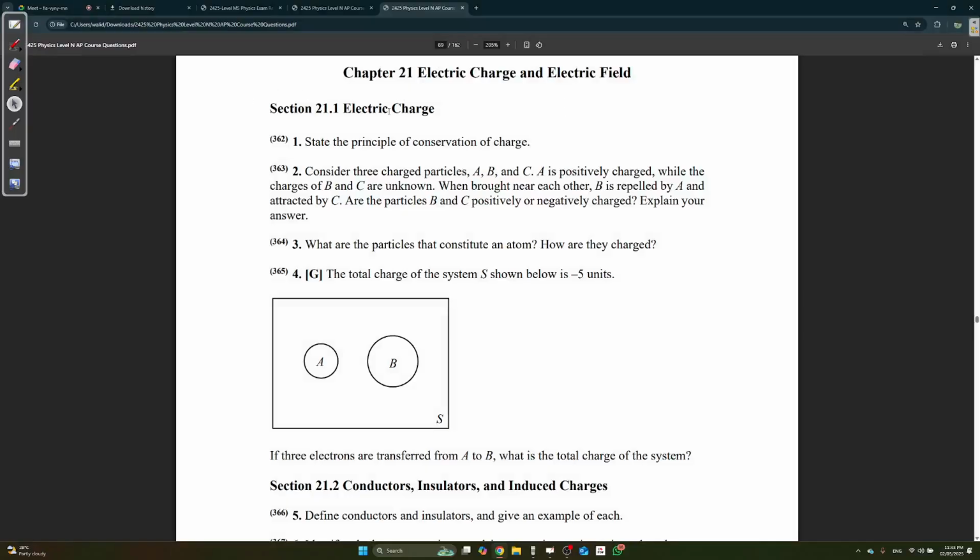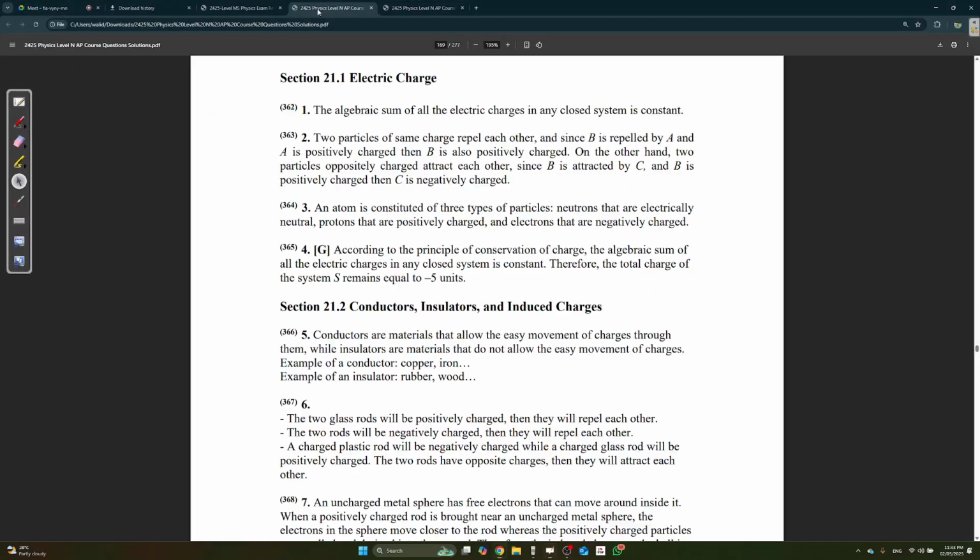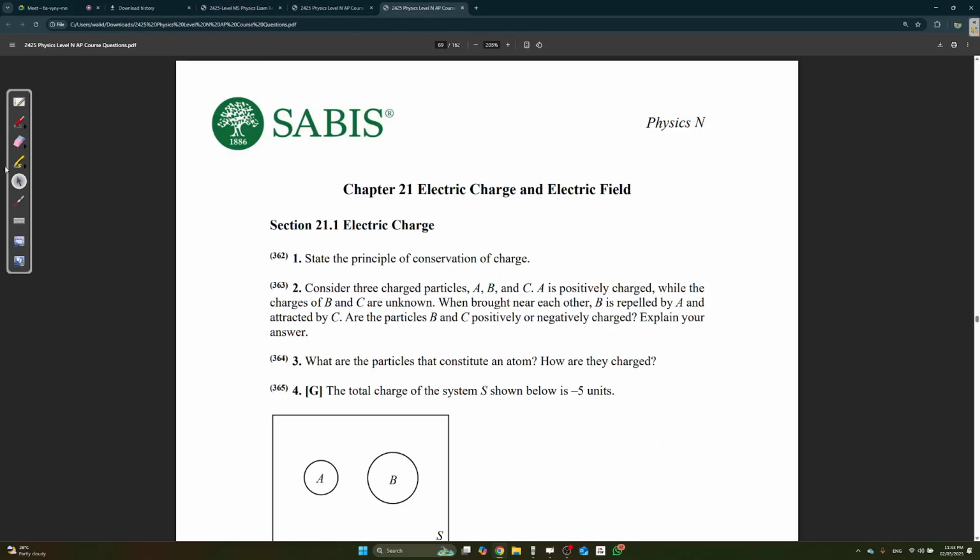Okay, this is chapter 21, AP Physics N. It's 21.1 to 21.4. Very easy. State the principle of conservation of charge. Basically, with electric charge, they treat it the same as energy. So the same formulas that apply to energy are almost the exact same with charge. As we move on, you're going to see they're very similar.